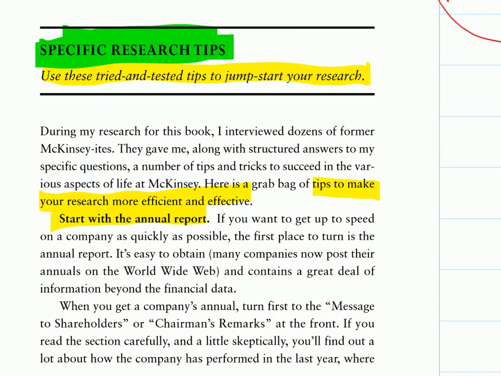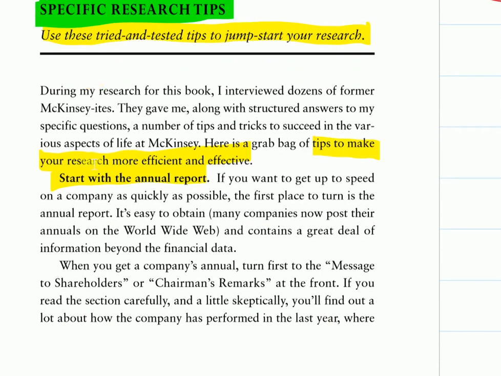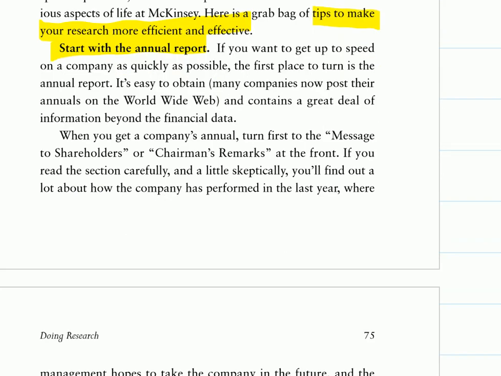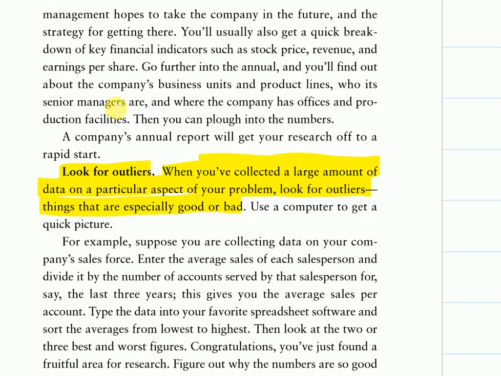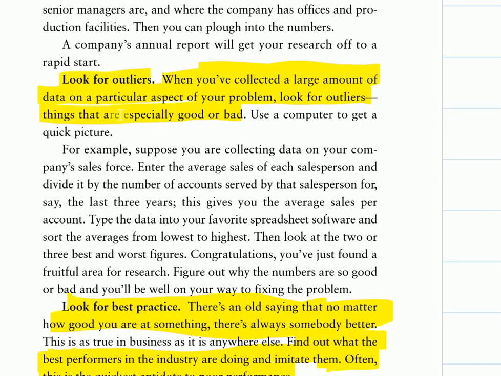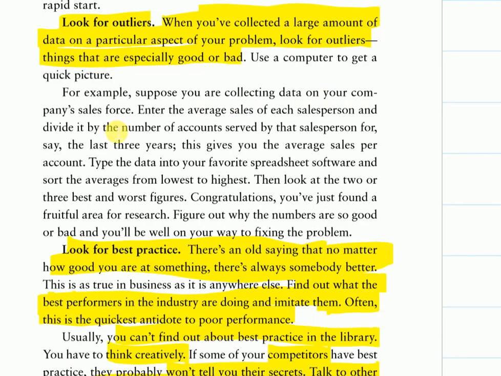Then the author gives some specific research tips. He says to use these tried and tested research tips to jumpstart your research. These will make it more efficient and effective. He says start with the annual report. That is the quickest possible way to get an idea about the company. It is easily available. Then he says look for outliers. When you've collected a large amount of data on a particular aspect of a problem, look for outliers, things that are especially good or bad. Understand why these outliers are there, what is the reason, and whether they will continue to be there or not.